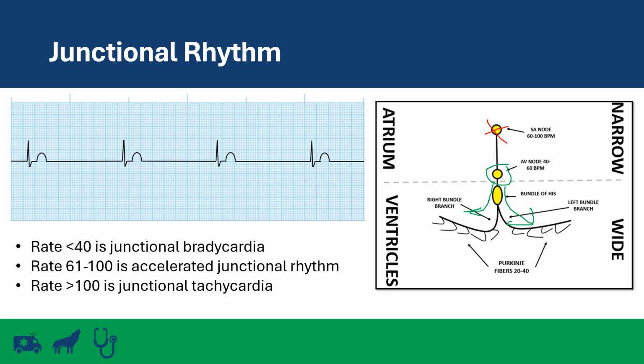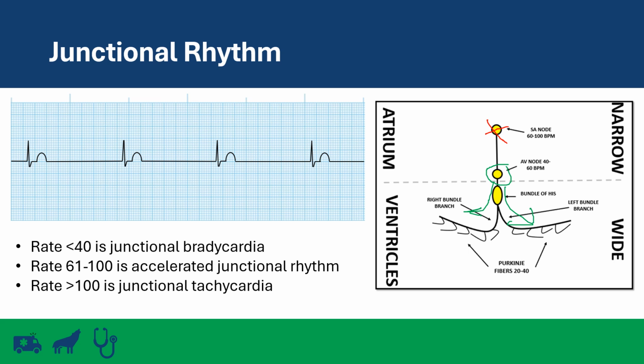One, the rate falls within 40 to 60. So on this strip, this is a rate of 40. So that falls within the normal firing rate of the AV node. We also don't have any P waves. Remember that if the SA node is functioning normally, we should have P waves. And if the AV node has to take over, we will see changes to the P waves. This particular change is absent P waves. There's no P waves at all.